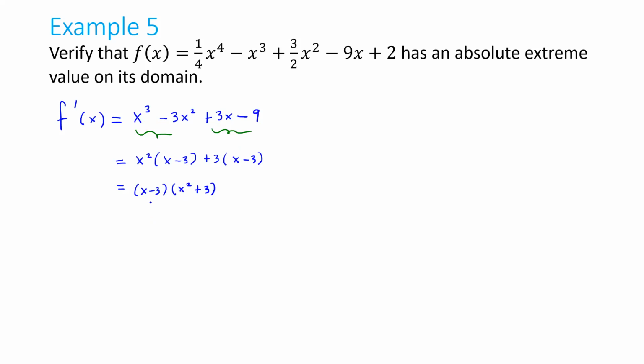And now looking at that, we see that when I set this equal to 0, we have just one critical point, x equals 3. Notice x squared plus 3 does not give me a critical point. When I set that one equal to 0, it does not give me a solution. So no real solution. So this is our only one critical point here.